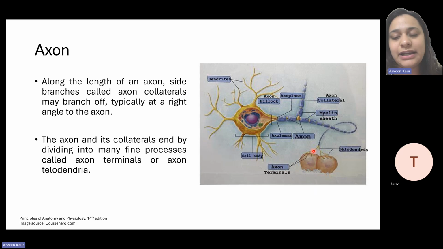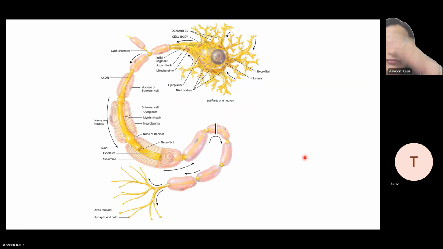Over here is the end, and you can see that it is divided into multiple finer processes, which are known as axon terminals or axon telodendria, right? That is the name of these finer processes present at the ending of the axon. It is known as either the axon terminals or the telodendria. And this is what the neuron looks like, right?